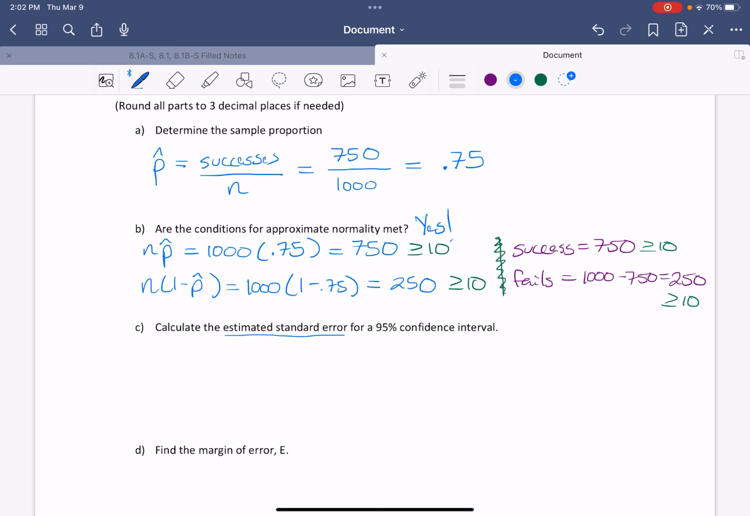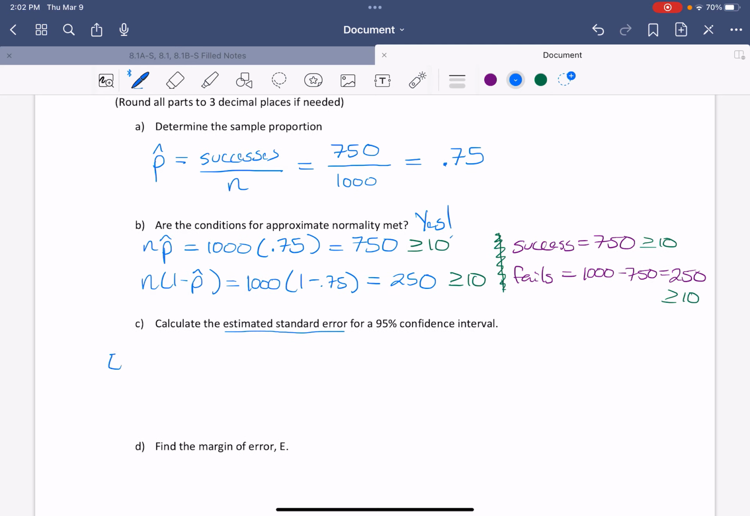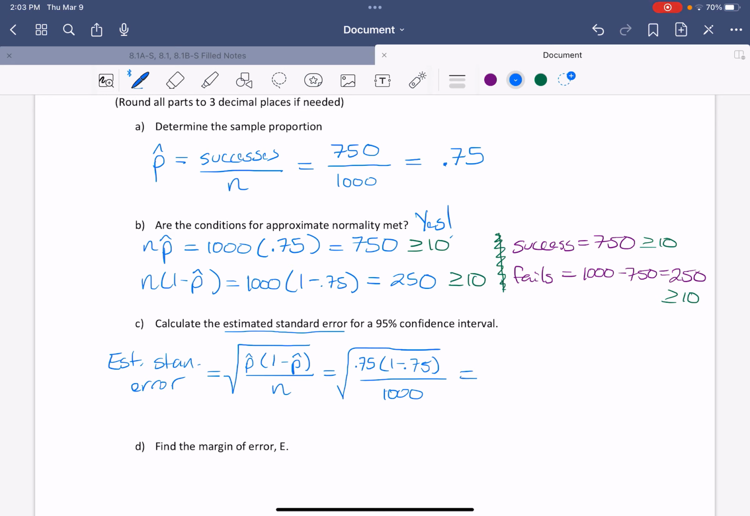So on the formula sheet, still under confidence intervals, it says estimated standard error. We're given on our formula sheet that it's equal to the square root of p hat times 1 minus p hat all over n. So that's the square root of p hat, which is 0.75, times 1 minus 0.75, all over n, which we know is 1,000.